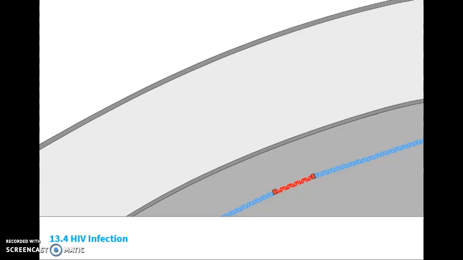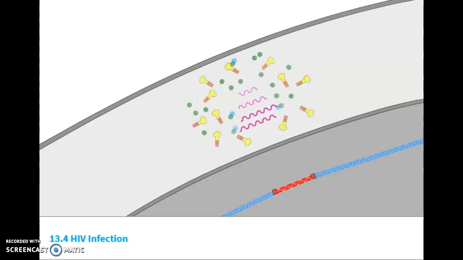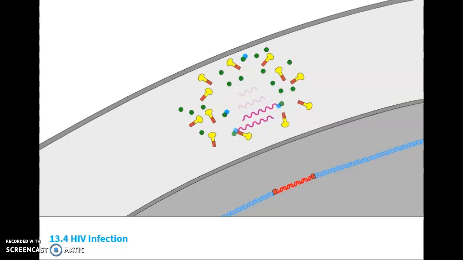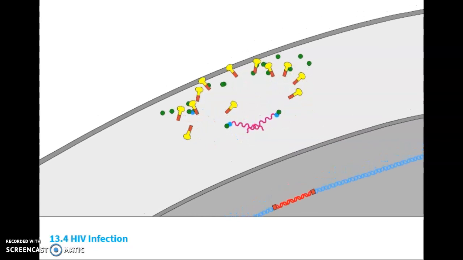In this state, the virus is latent. That is, it can persist in the cell in an inactive state. Reactivation of the virus occurs when the host cell becomes activated and viral transcription is initiated. This results in the accumulation of viral proteins, as well as genome-length RNA transcripts of the virus.